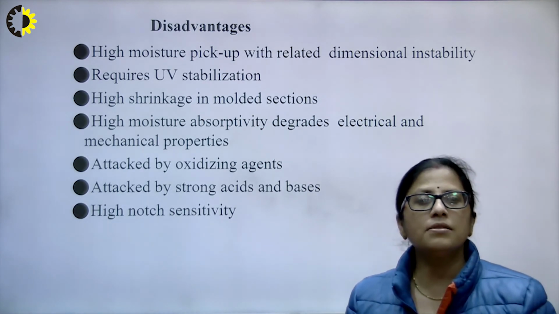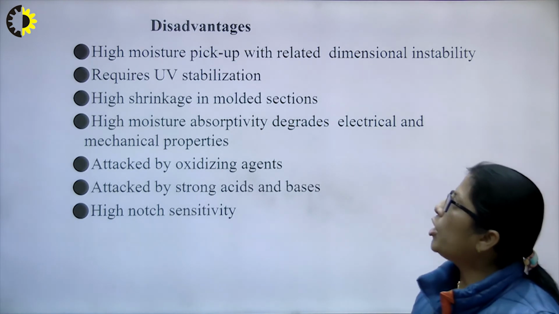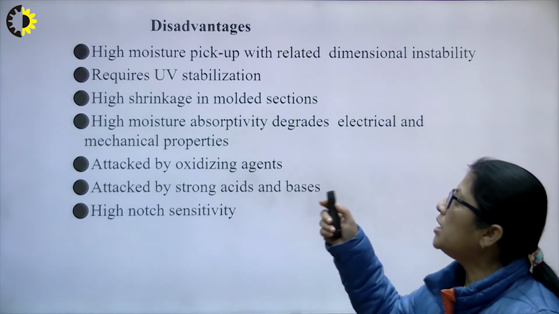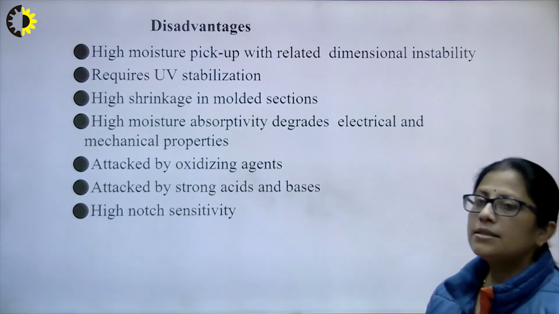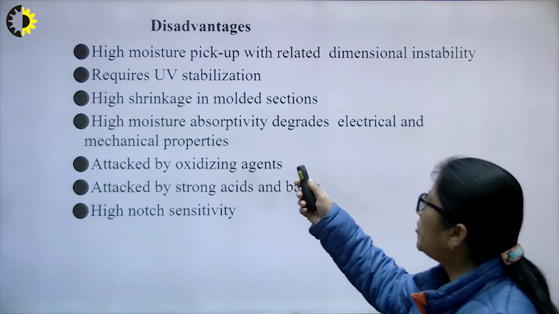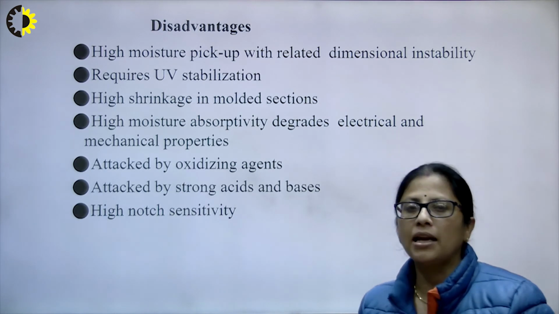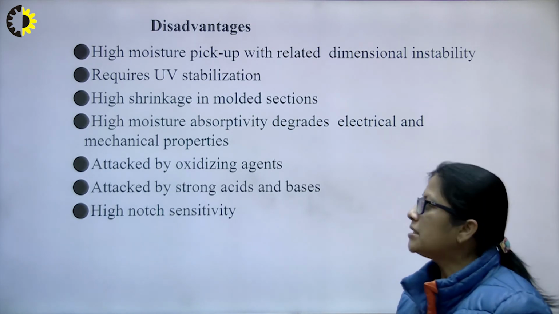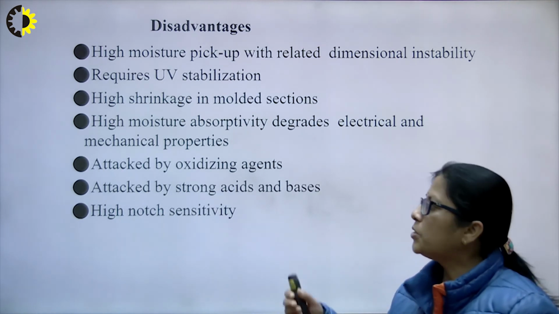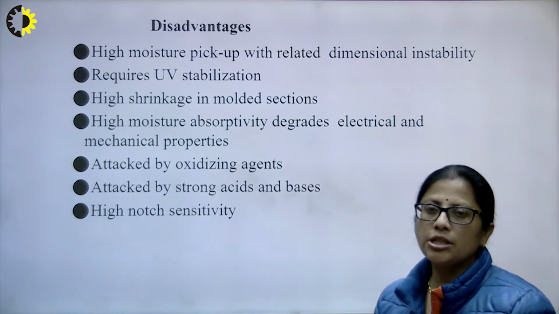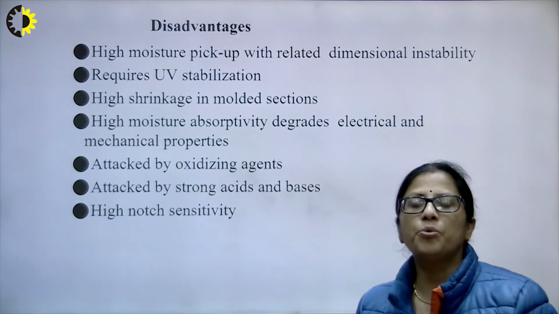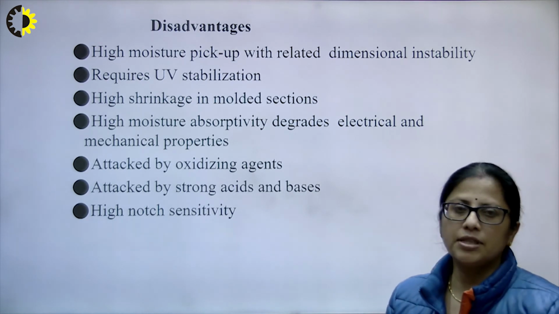Now these are certain disadvantages of nylon, which is high moisture pickup with related dimensional instability. Then it requires UV stabilization. It has high shrinkage in molded sections, and high moisture absorptivity degrades the electrical and mechanical properties, and it is attacked by oxidizing agents like acids, like ozone. So it is easily attacked by the oxidizing agents. Then it is also attacked by strong acids and bases, and it possesses high notch sensitivity.